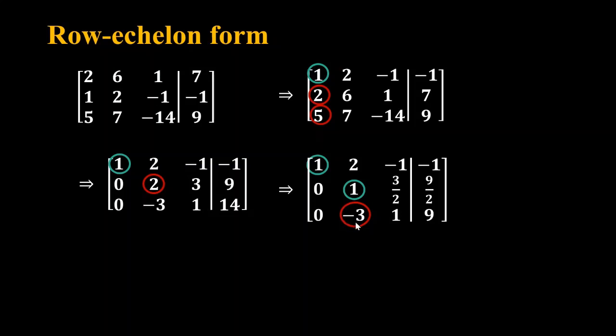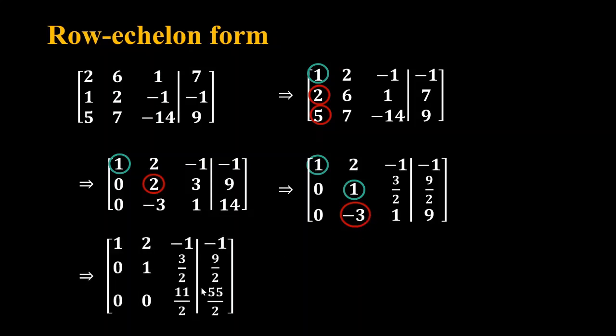Now in the third row the first non-zero entry is minus 3. We want to convert this minus 3 into 0, because in the third row the first non-zero entry should be 1 and it should be to the right of this one. So we will convert this minus 3 into 0, and we get 1 2 minus 1, minus 1 0 1 3 by 2 9 by 2, 0 0 11 by 2 55 by 2.